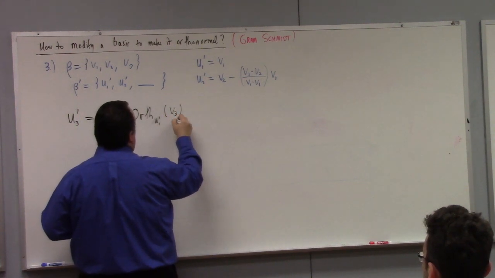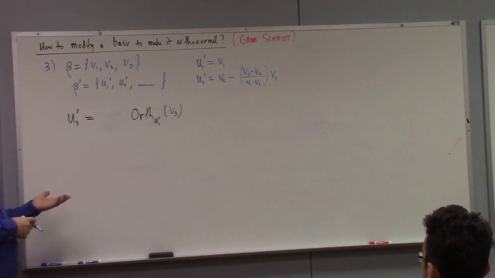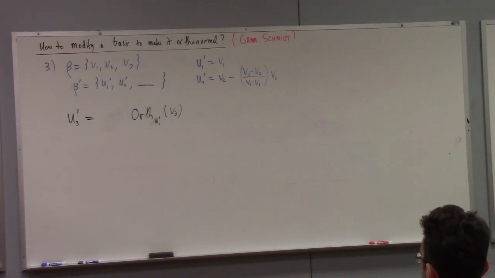So like orth u1 prime of v3. v3 is the thing we haven't used yet, all right? So orth u1 prime of v3, that vector is going to be perpendicular to u1 prime. Is that good enough? Well, that's not good enough. We also need it to be perpendicular to u2 prime. So what do we do?